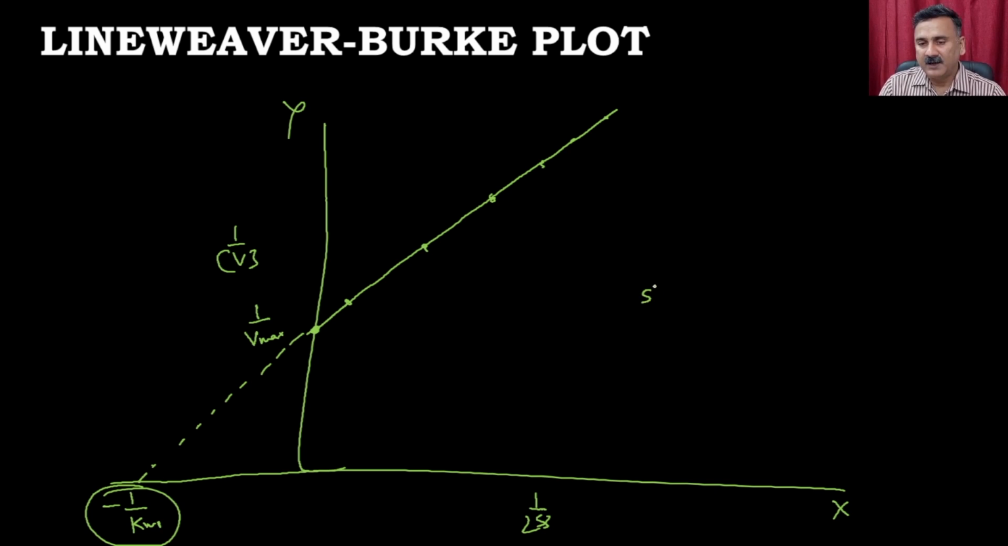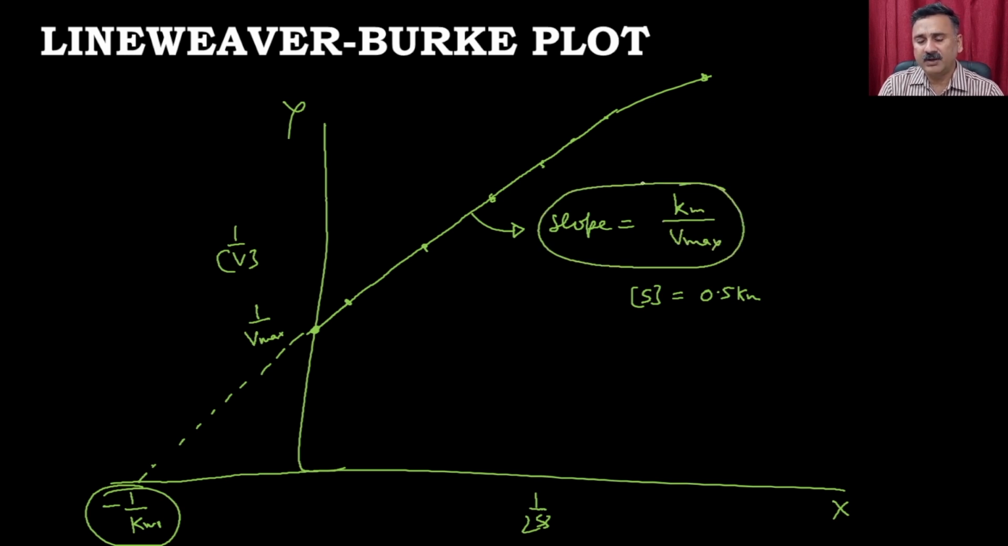So if the substrate is at 0.5 Km, right, it is going to give you the maximum saturation point. Whereas from the slope, you can calculate the Km by Vmax, okay? And that is also a very important parameter to compare two different types of enzymes.